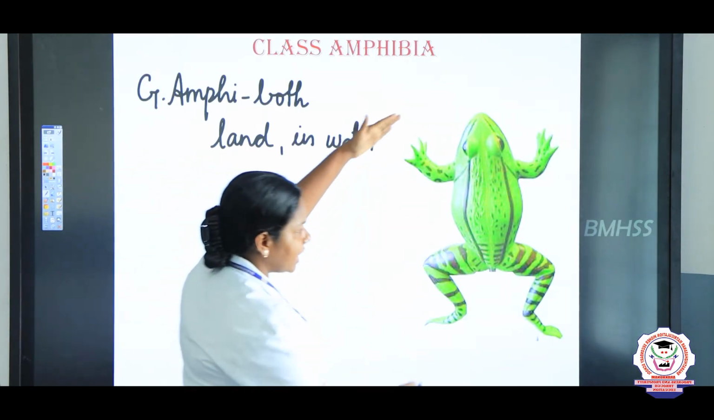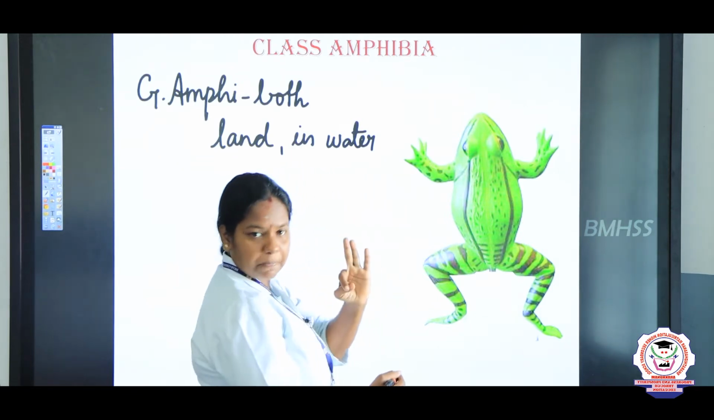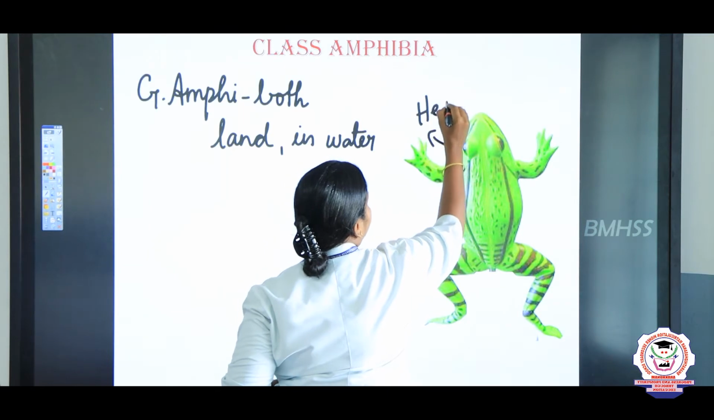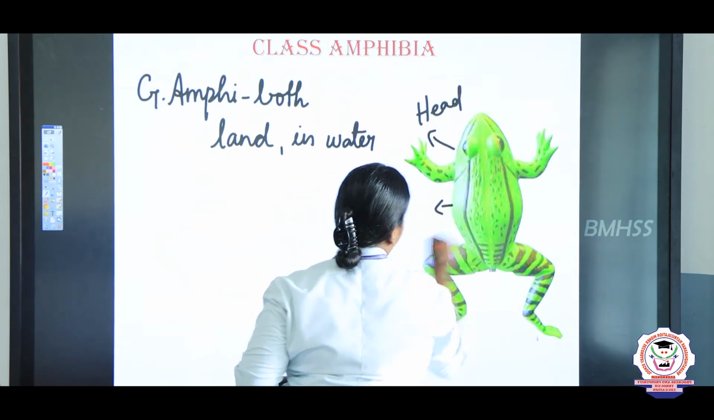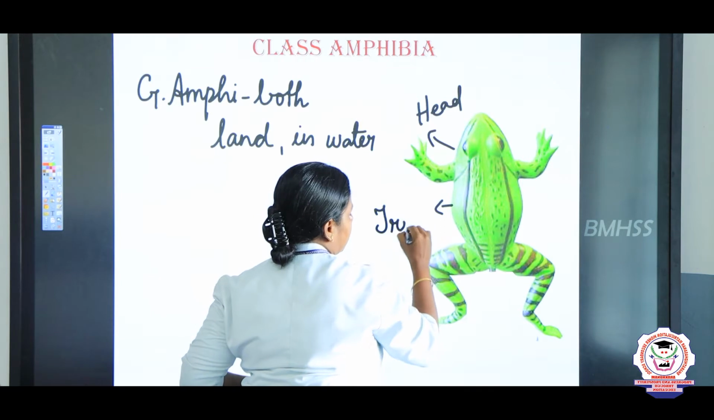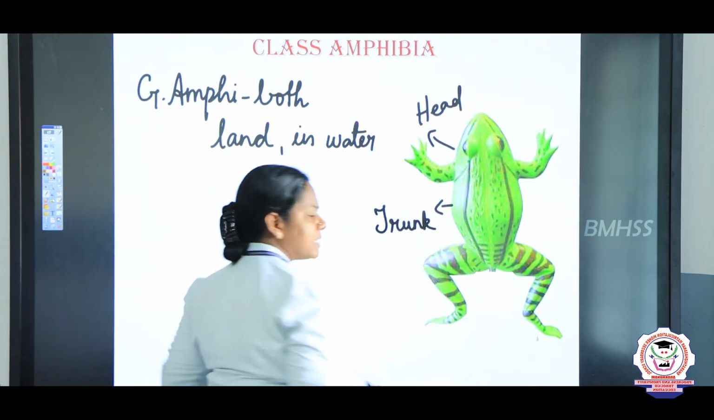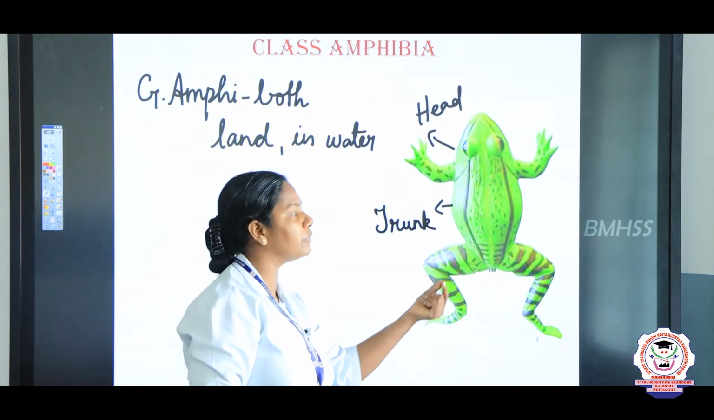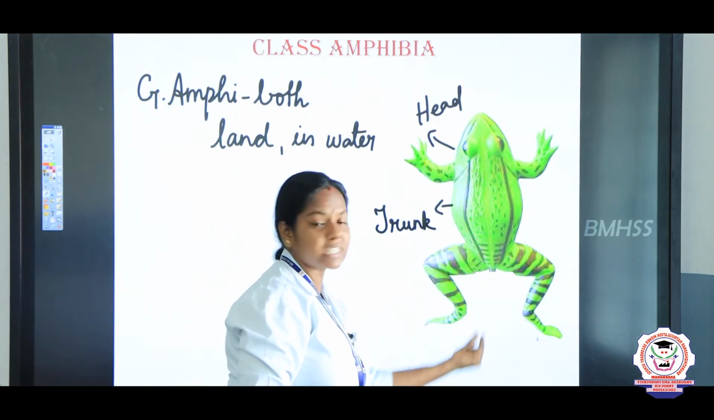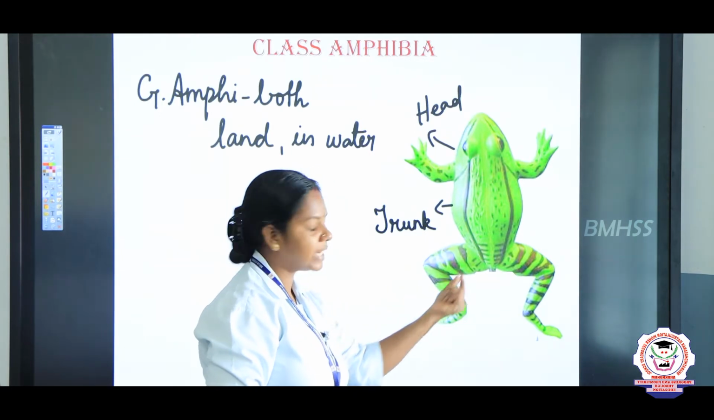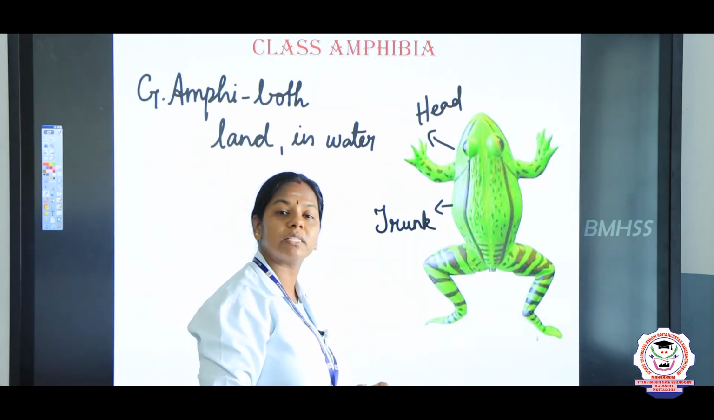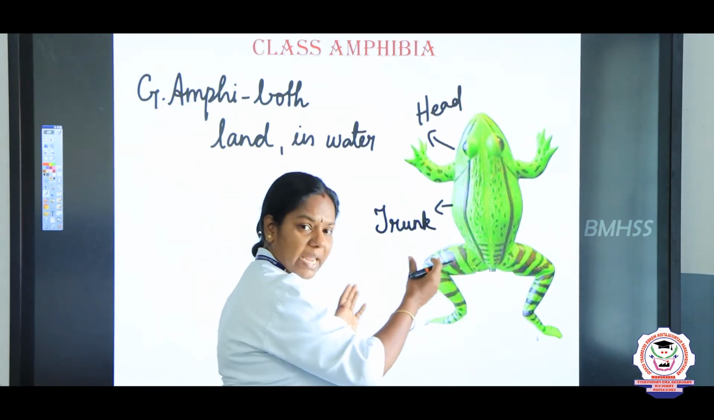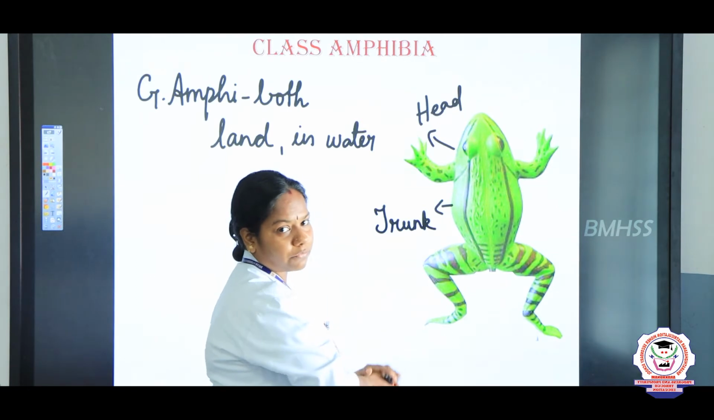The body is divisible into 3 major parts: the head, mostly triangular, the trunk, and in some organisms the tail, but in some the tail is absent. For example, a frog in the young tadpole stage has a tail. Another example, the salamander, possesses a tail, but the tail is present or absent in different forms.